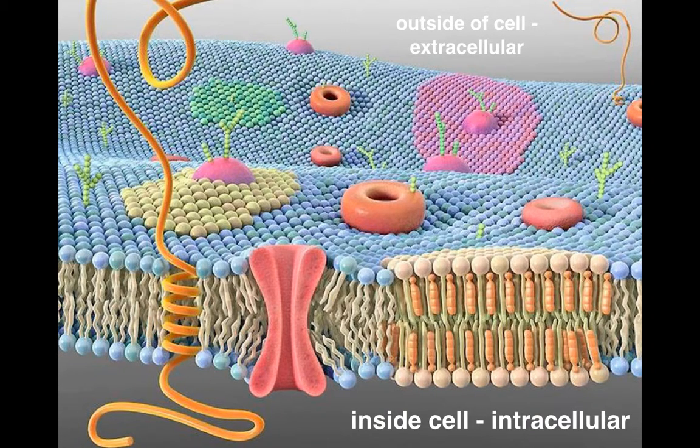Here's another image of the cell membrane. You can kind of have an idea of how complex it really is. The phospholipids make up the membrane, but all the other molecules aid in the structure of the membrane, as well as what comes in and out of the membrane, which is what we'll talk about next.